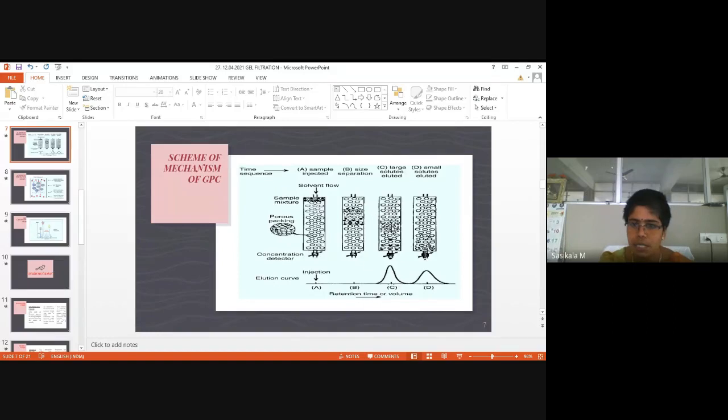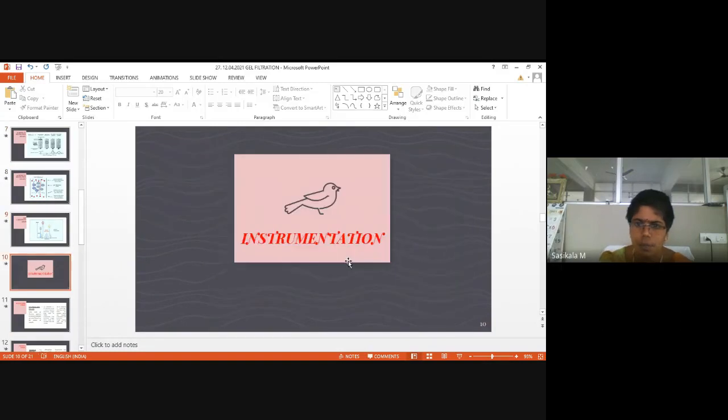According to the retention time in the stationary phase and mobile phase, the peaks will be eluted. The particles will be eluted from the column and you will get the chromatogram. So that is the procedure.